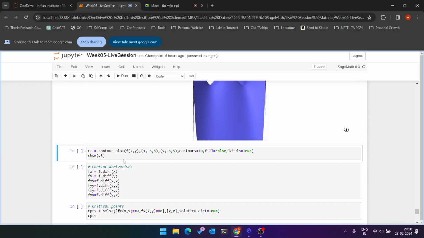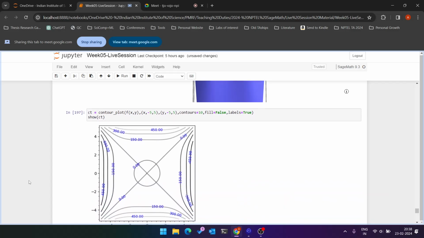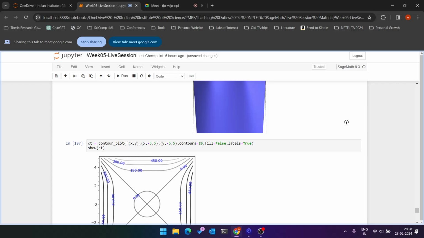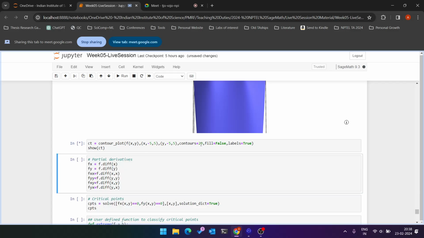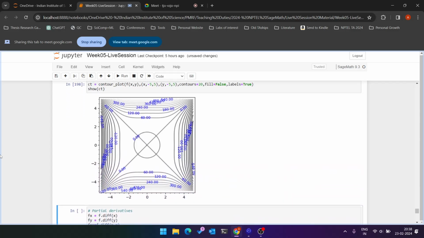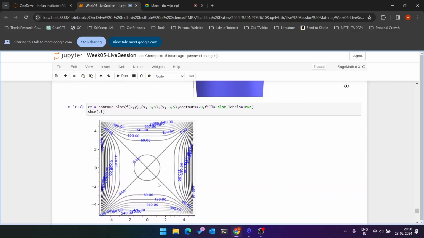If I look at it from the point of view of a contour plot, this is what my contour plot seems to say. There are crisscross lines for x equals to 0, then they increase after a point, they increase very rapidly, and there are some negative points also here. So minus 60, minus 120, and so on.